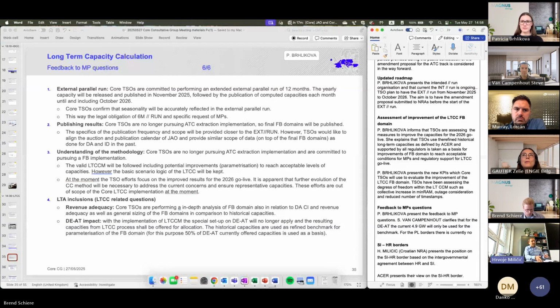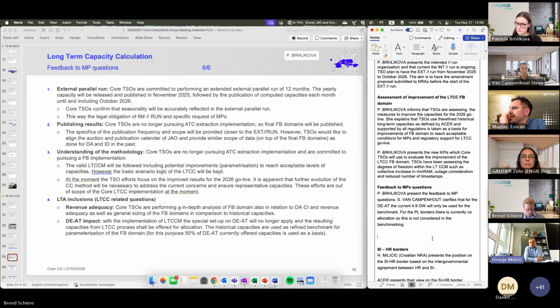Apologies. I would just like to say that regarding the potential amendment proposal for the long-term capacity calculation methodologies, core NRAs support the amendment proposal with the final aim to enlarge the domain. And of course, we see that the optimal way would be to define the fixed parameters in this amendment proposal.